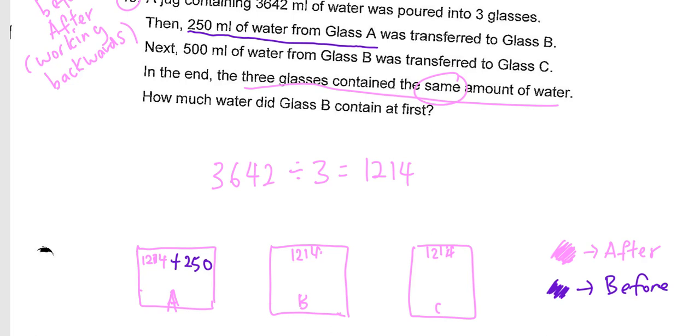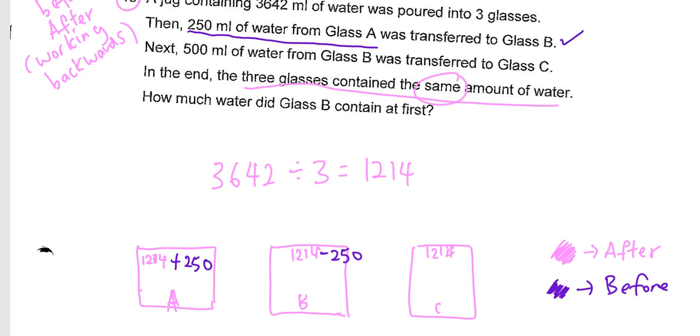A had 250 more. Whereas for B, before it was being transferred, in fact, B had lesser. So 1214 wasn't what it was before. Before it was being transferred, it actually had lesser. Okay, so that is for 250. And then let's go on to the next story. This part of the story is done.